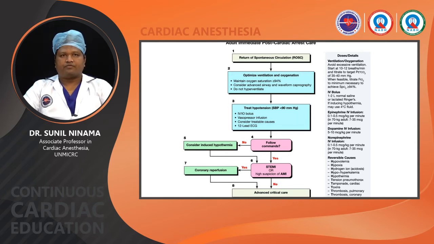And after that you have to take a 12-lead ECG, and then you have to check whether the patient follows verbal commands or not. If the patient follows verbal command, then you have to check for the ST elevation MI or acute MI. And if the patient is developing this ST elevation MI or acute MI, then you have to go for coronary reperfusion. But if the patient is not able to follow the verbal command, then you have to consider induced hypothermia.